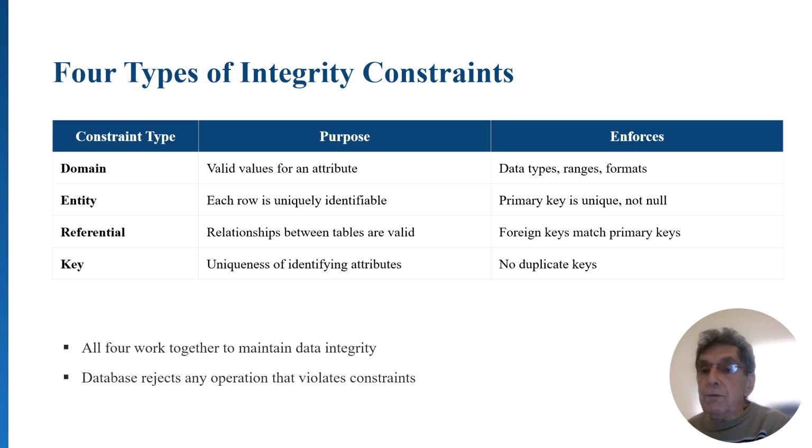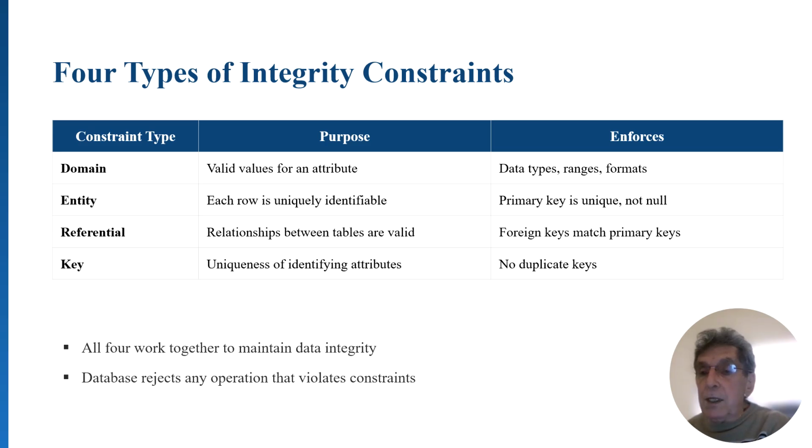Referential integrity maintains valid relationships between tables. It ensures that foreign keys point to actual existing records. You can't have an encounter that references a patient who doesn't exist. Key constraints enforce uniqueness for identifying attributes. Beyond the primary key, you might have other columns that must also be unique, like Social Security number or National Provider Identifier. These four types work together to create a comprehensive data quality framework.